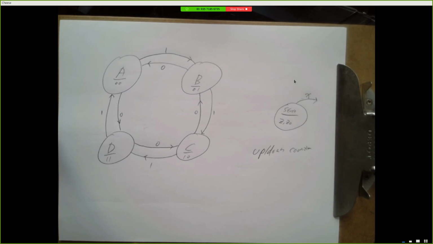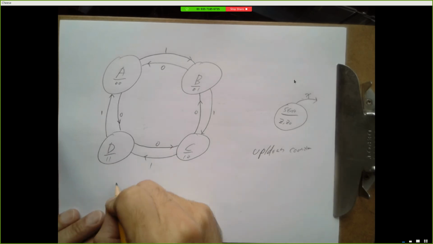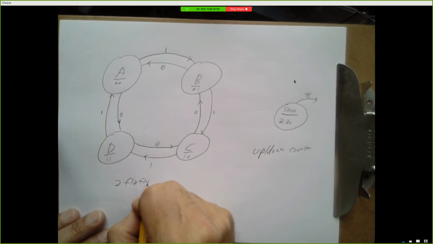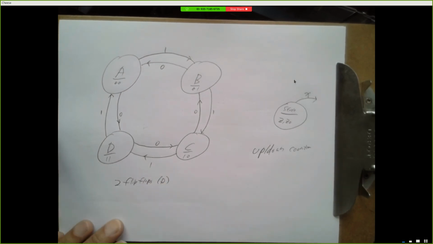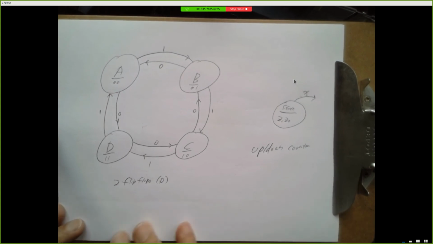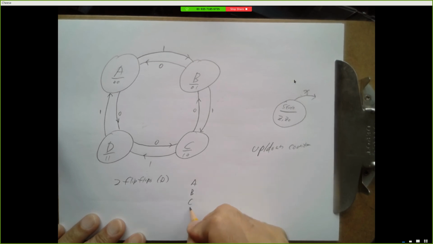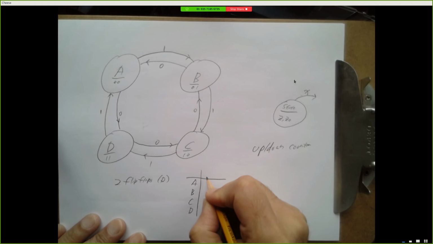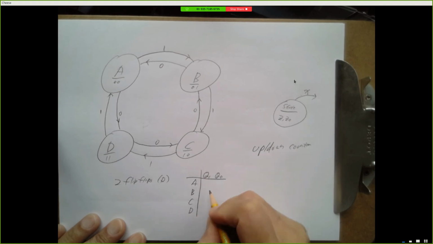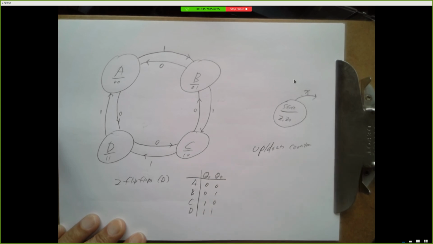So how many flip-flops do we need? 2 will suffice. Because with 2 flip-flops, we have 4 possible combinations. So let's set this up with 2 flip-flops. And we'll start with D flip-flops because they're the easier one to work with. And I'm going to represent my 4 states like this. So I'll call my flip-flop outputs Q1, Q0. And I'll just use this pattern of flip-flop values for each of these 4 states.